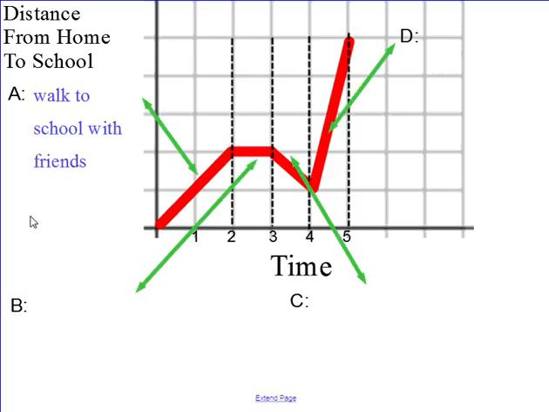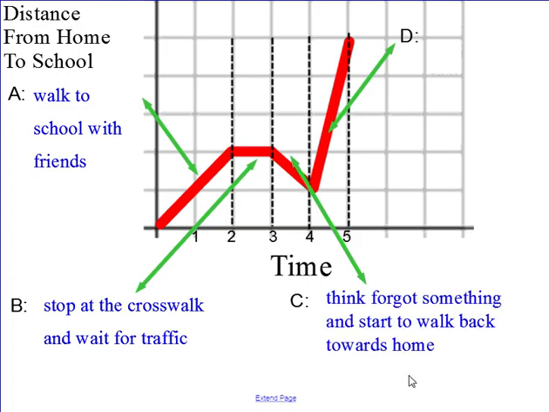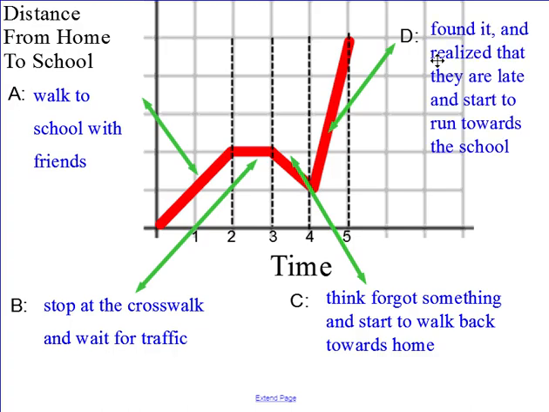So starting with A, how about you're walking to school with your friends, for a couple of minutes, and then you're going to stop at the crosswalk and wait for traffic. And you think you forgot something and start to walk back towards home, and here you found it and realize that you are late and start to run towards the school. You can see the steeper incline, so it's going a lot faster.